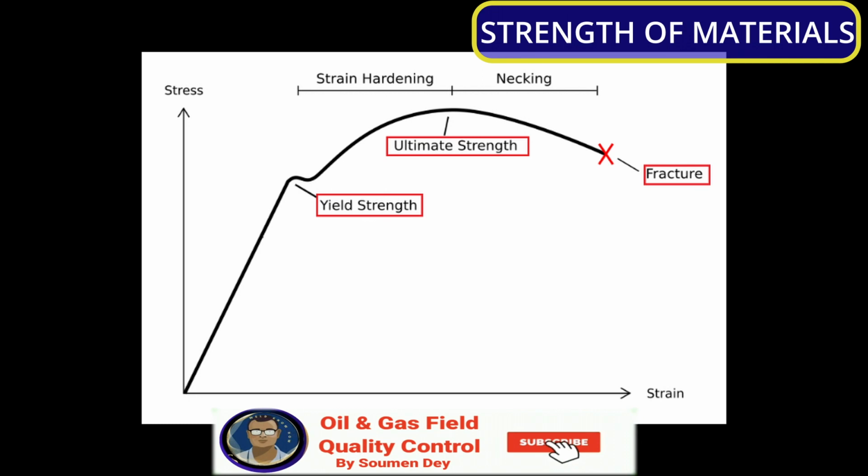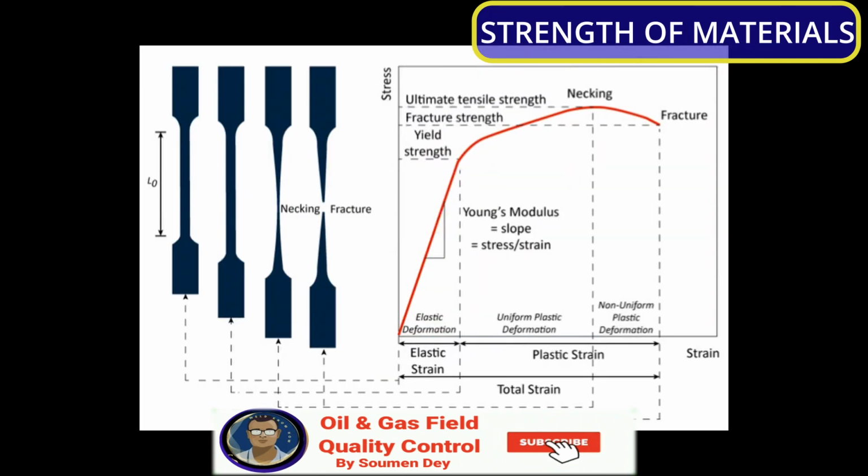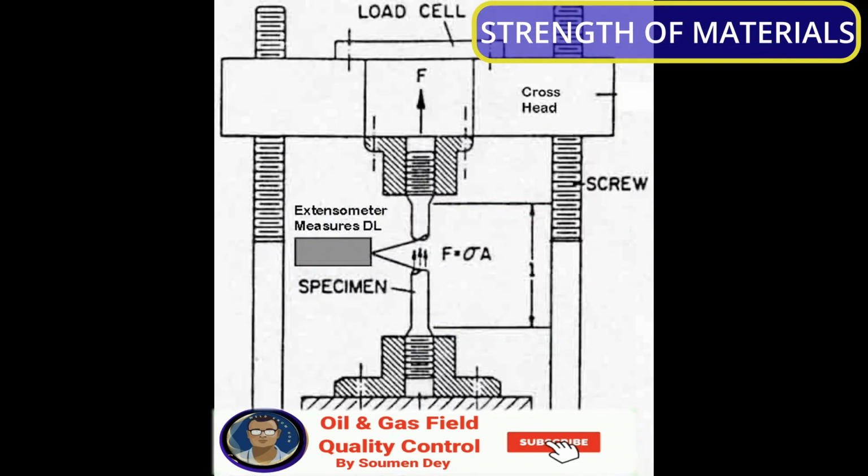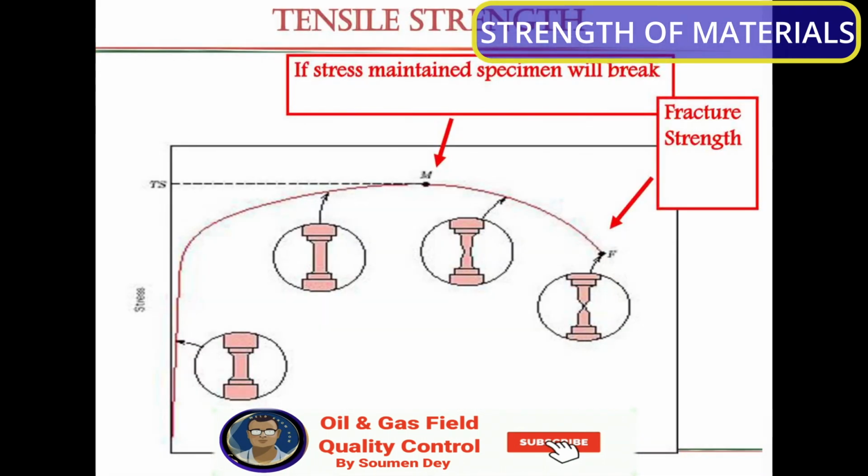The tensile strength is the value most commonly given for the strength of a material and is measured in pounds per square inch or psi, or kilopascals or kPa. The tensile strength is the number of pounds of force required to pull apart a bar of material 1 inch or 25.4 mm wide and 1 inch or 25.4 mm thick. See the figure to understand better. You can see the tensile strength curve. If stress is maintained, the specimen will break at a point M, and the fracture strength is F, which is further beyond the breaking stress.